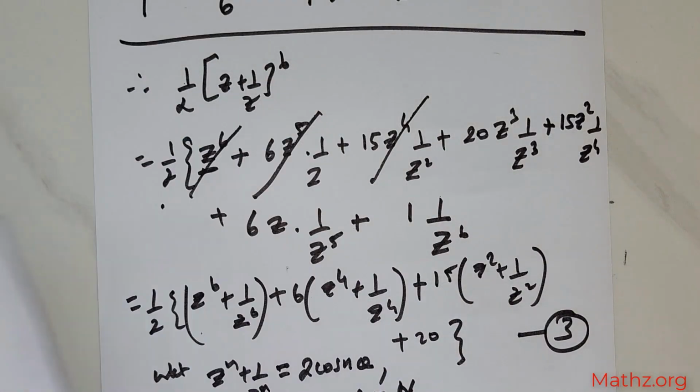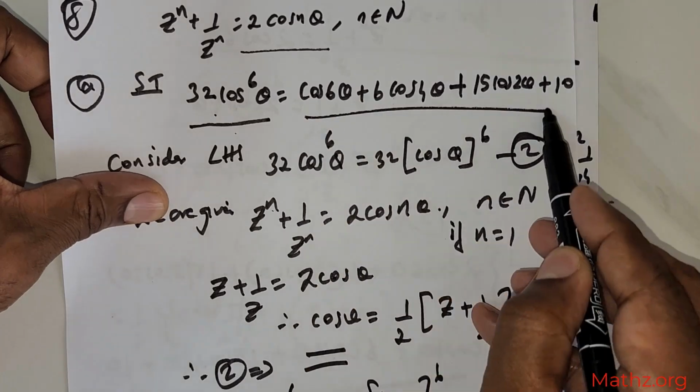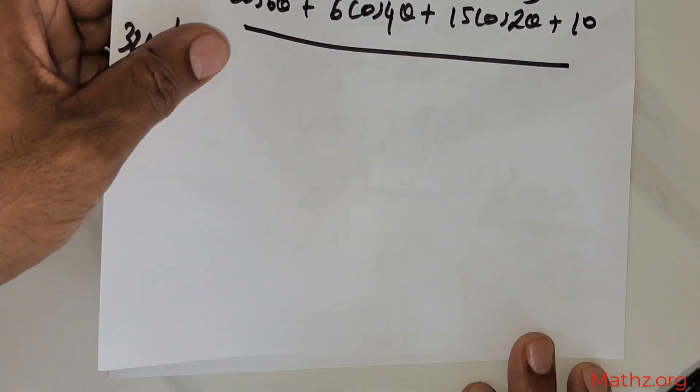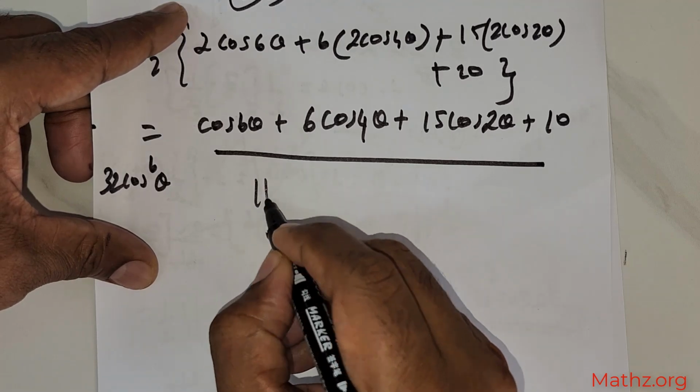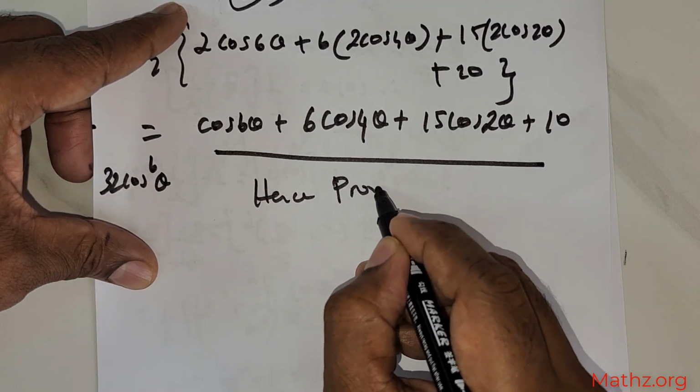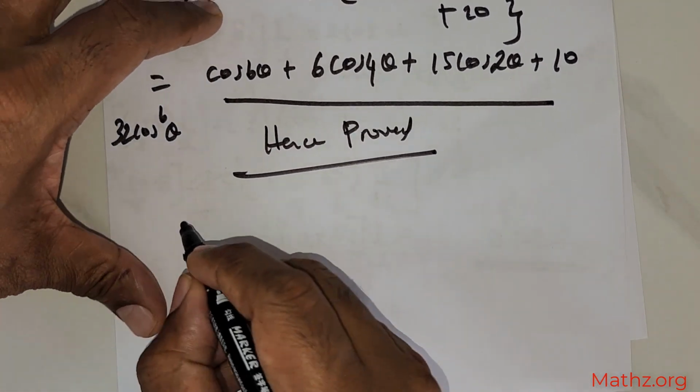Now what is the requirement for this question? Show that left side is equal to right side. Now go and see the right side. What is on the right hand side? This is exactly what is required. So hence proved. Okay, that's the first part. Now we can go and do the second part.